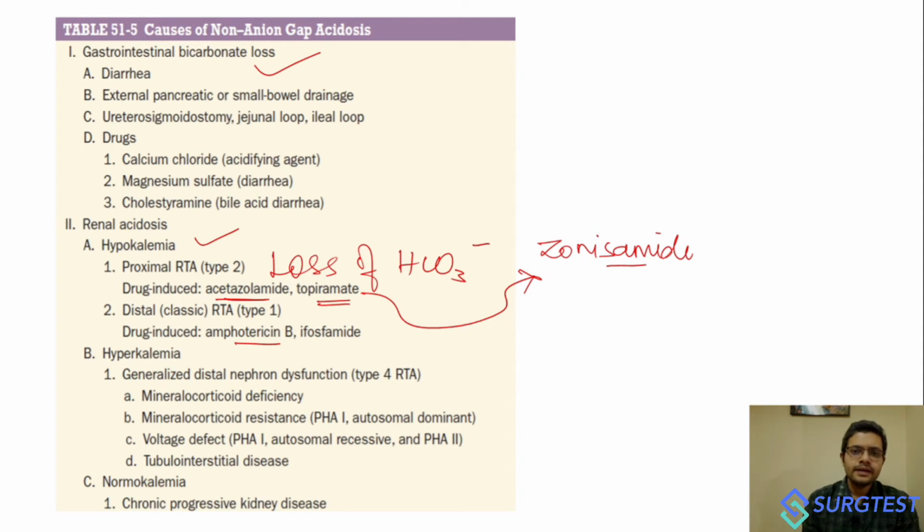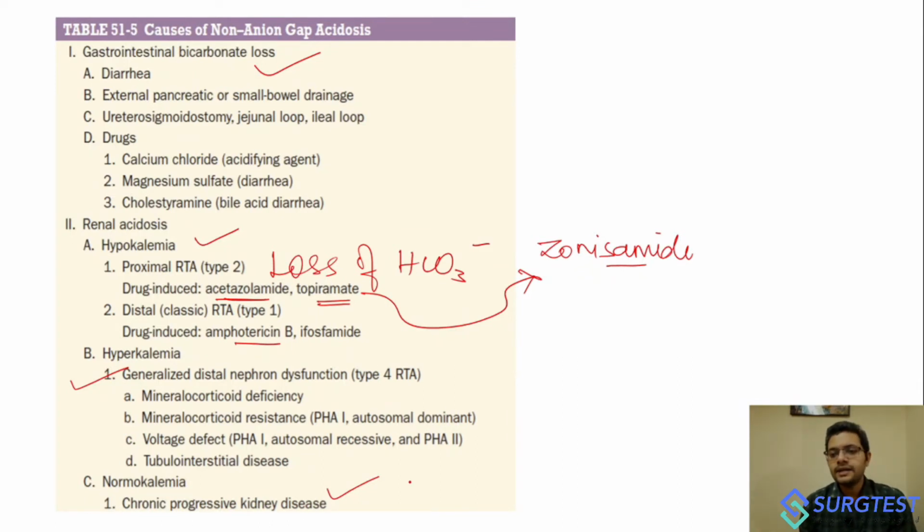and ifosfamide, which is an alkylating agent. And in hyperkalemia, you can have your type 4 RTA, which can be caused by mineralocorticoid deficiency, mineralocorticoid resistance, or voltage defect, or in the cases of chronic tubulointerstitial nephritis. And in normokalemia, that is CKD itself, can cause a non-anion gap metabolic acidosis.